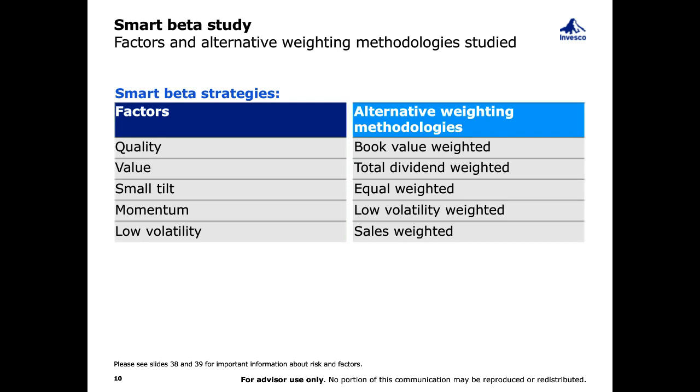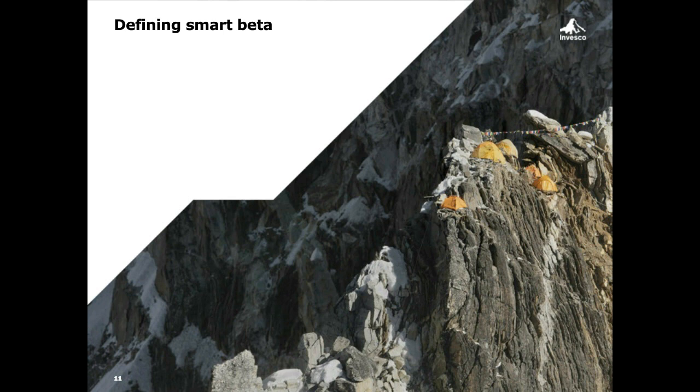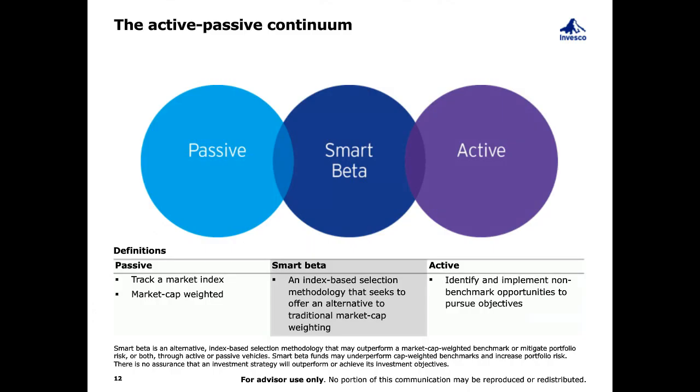Next, I want to spend some time discussing defining what is smart beta. On one side of the investment spectrum, you have passive management, which basically mirrors a market index, generally seeking to deliver the same return as the index, along with the same level of risk, minus fees. On the other side of the investment landscape, you have active management, which seeks to find non-benchmark opportunities.